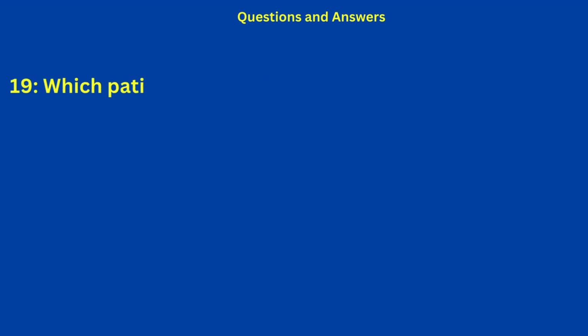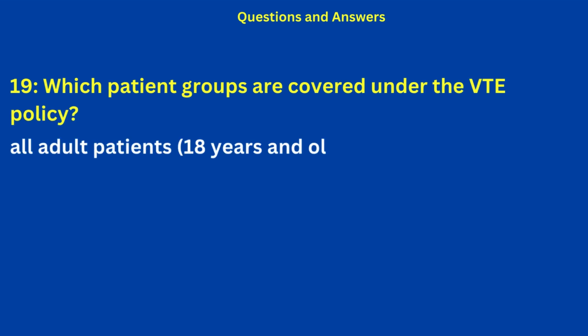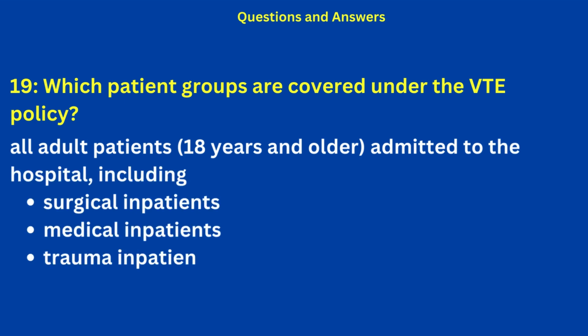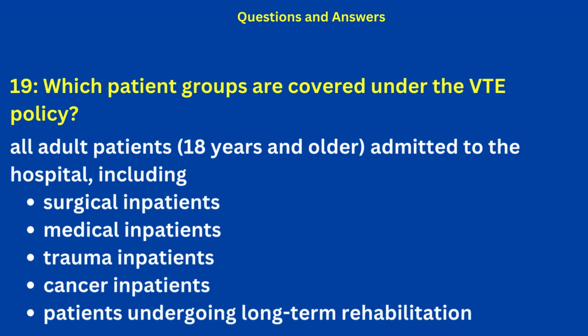Question 19. Which patient groups are covered under the VTE policy? The policy covers all adult patients, 18 years and older, admitted to the hospital, including surgical inpatients, medical inpatients, trauma inpatients, cancer inpatients, and patients undergoing long-term rehabilitation inside the hospital.